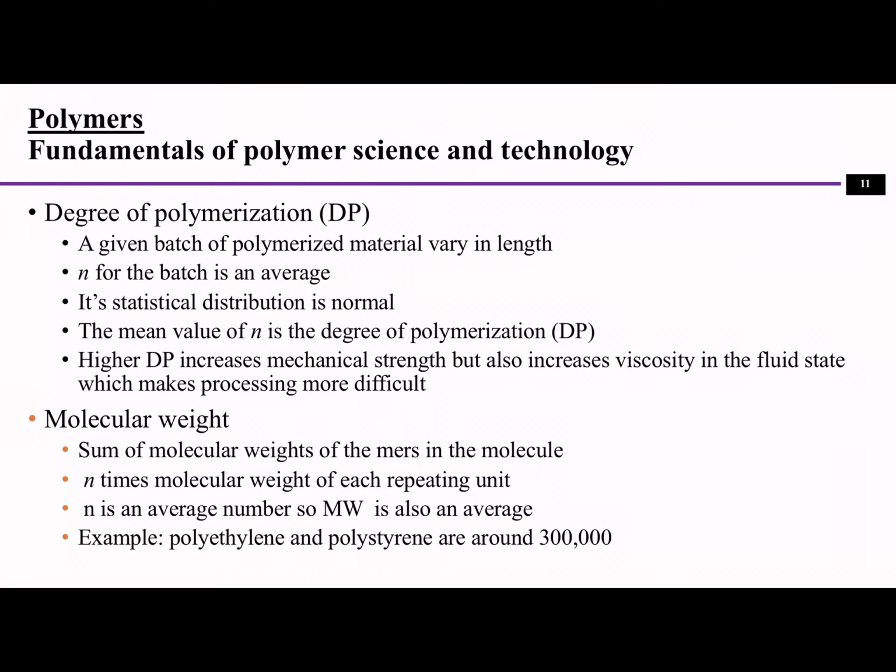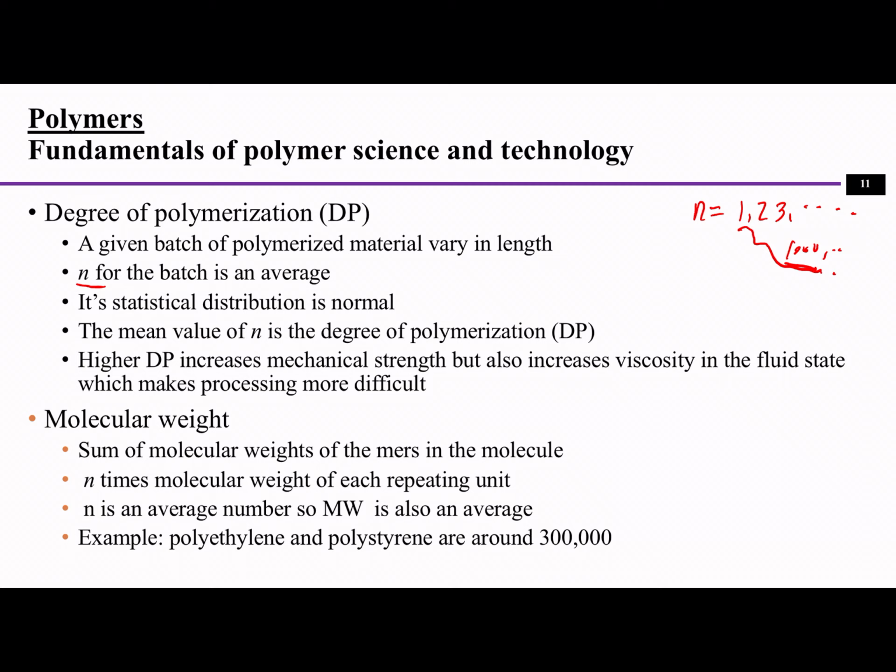So for degree of polymerization, usually a given batch of polymerized material varies in length. As we discussed before, even in the same material it can vary from a very small number, maybe 1, 2, 3, to maybe 1,000, maybe more. That's why n for this kind of batch is actually an average number, because it follows a statistical distribution. Okay.